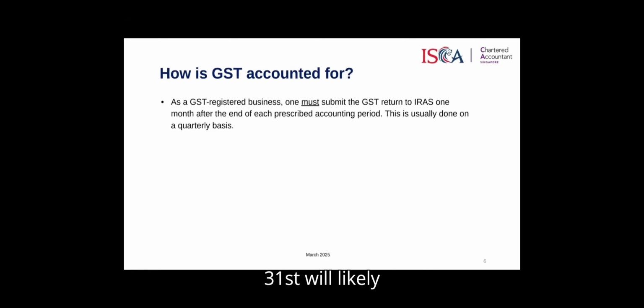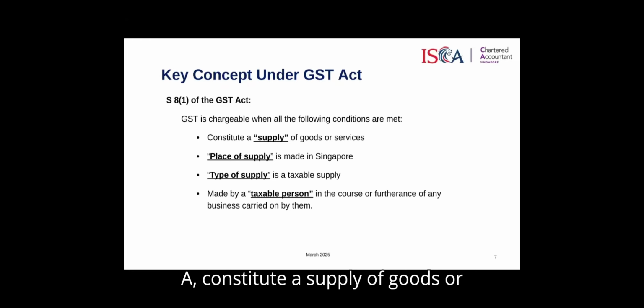So what are the key concepts under the GST Act? To understand that, we will look at Section 8.1 of the GST Act. GST is chargeable when all the following conditions are met. A. Constitute a supply of goods or services. B. The place of supply is made in Singapore. C. Type of supply is a taxable supply. D. Made by a taxable person in the course or furtherance of any business carried on by them.